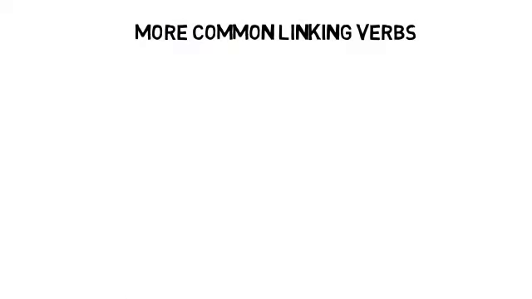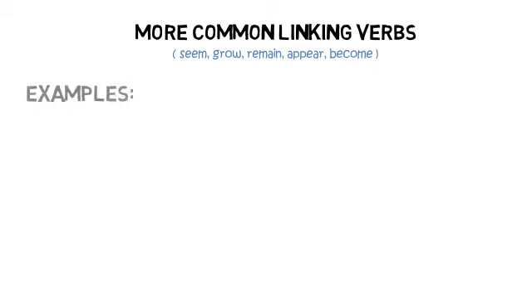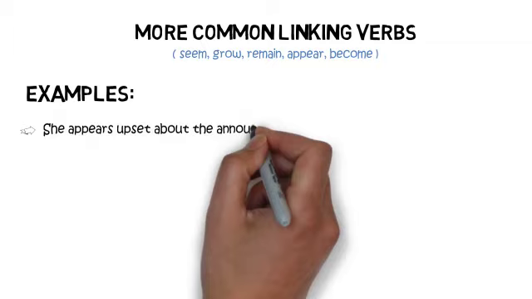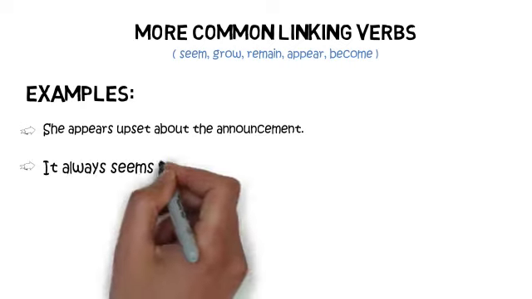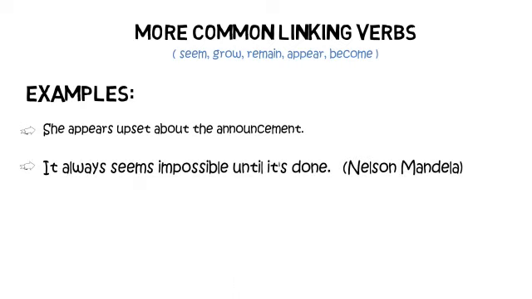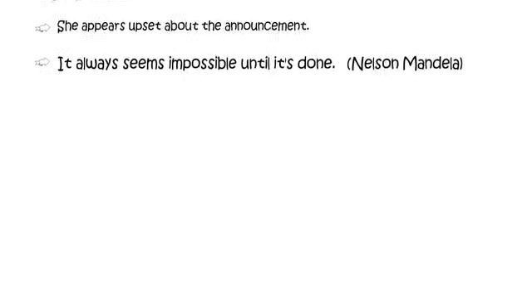Some other common linking verbs are the verb to seem, to grow, to remain, to appear, or to become. Let's have a look at a couple of examples of these. She appears upset about the announcement. So she is upset about the announcement. It describes the subject. It always seems impossible until it's done. So again, the linking verb seems describes the subject, it, as impossible. That's a quote by Nelson Mandela.